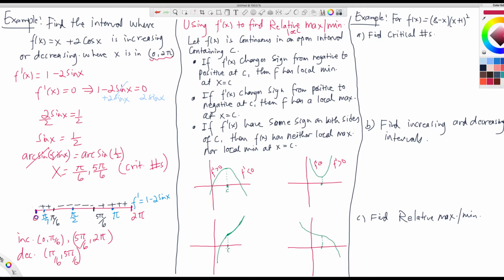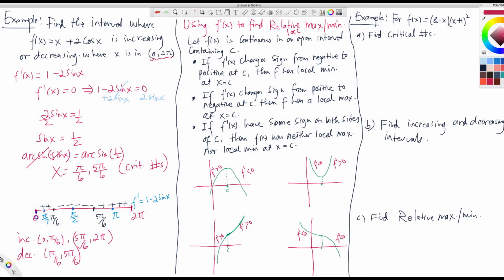Look at this here, everything is increasing everywhere, right? On the left of c, f prime is positive, f prime positive, f prime positive. So there is no local max or local min. And here f prime is negative, f prime negative, right? So in this case also there is no local max or local min.